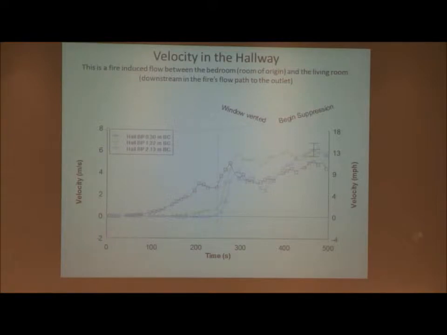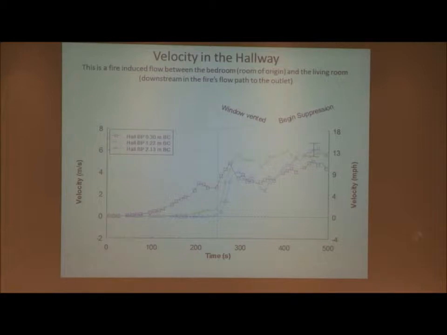Here's where we start talking about velocity. We talked about convective heat transfer and how if you're in heat that's moving with velocity, your safe time is reduced dramatically. Before the window's broken, our ceiling jet, our hot gas layer, is moving across the ceiling in the hallway at about 5 to 6 miles an hour. So that's 1 foot below the ceiling. If we go down to 4 feet below the ceiling, or 1 foot above the floor, we hardly have any gas movement down there at all.